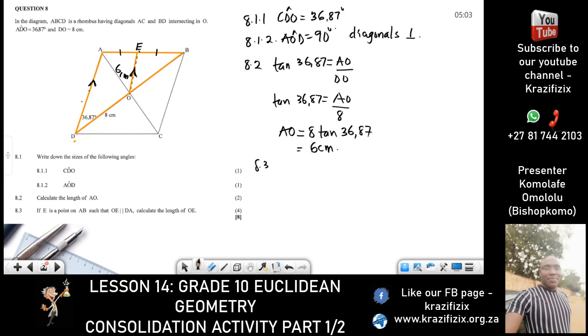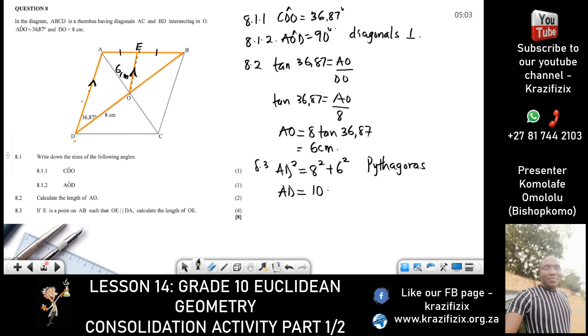So let's calculate AD quickly. AD squared. Remember, it's still a right angle triangle there. This is the theorem of Pythagoras. So my AD equals 10, the square root of 100.